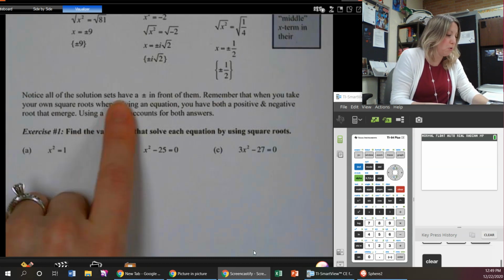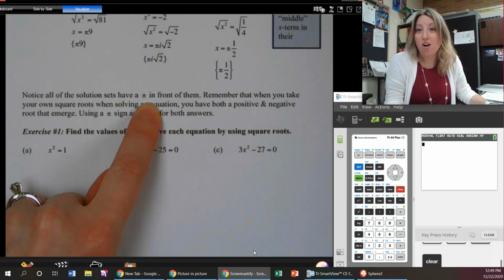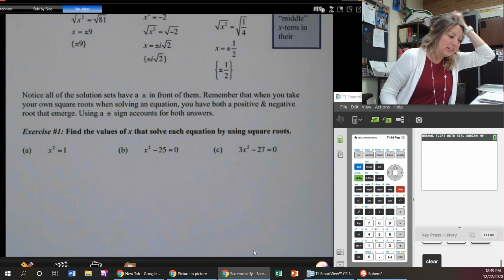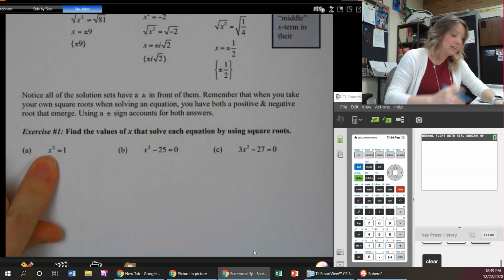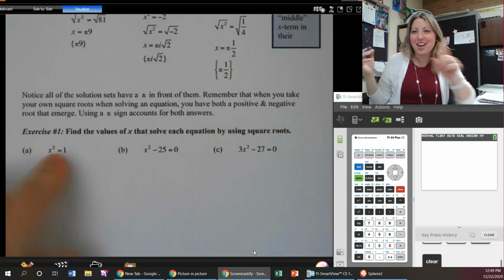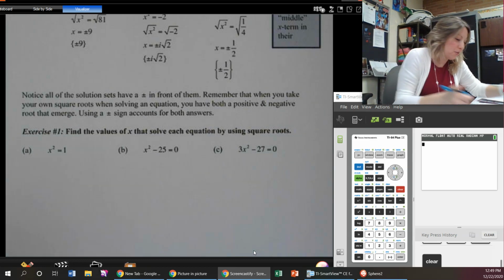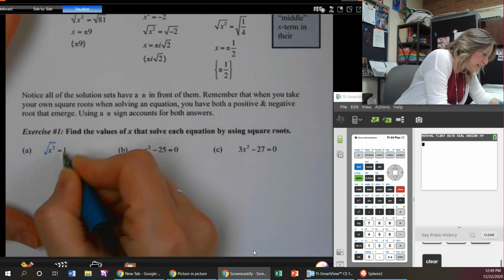Oh, look at that. It's so important. I wrote it in the notes too. All your solution sets will have a plus and minus. Okay, so one of the easy ones, right? X squared already alone, something on the other side of the equal sign, take the square root of both sides. Done and done. Here I go.